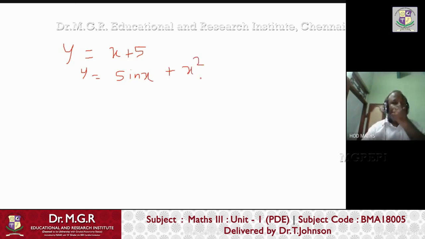So whatever we discussed so far is like this: y equals x plus 1 or x plus 5, or y equals sin x plus x square, right? Whatever the equation may be, in all these equations we have only one independent variable, x. So when you put the value of x, automatically you can find the value of y, right? But in physical nature, when you do some experiments, it is not always a single independent variable. The independent variable may be more than one.